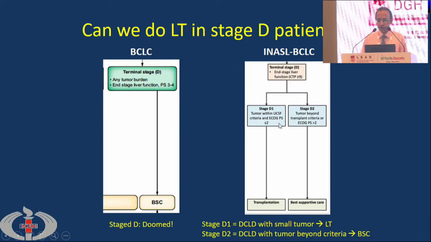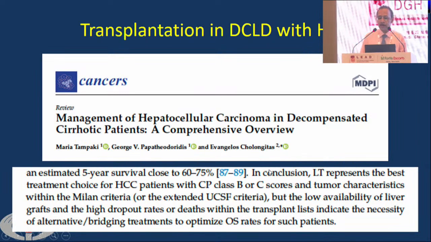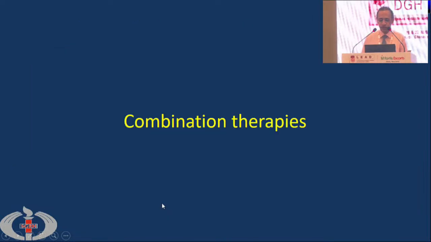And if the tumor is beyond transplant criteria and the patient is Child C, then obviously these patients will receive best supportive care. So we have subdivided stage D also into two groups. And there is now good emerging evidence to show that if the tumor is small and the patients are decompensated, then the treatment of choice would be liver transplantation in this group.